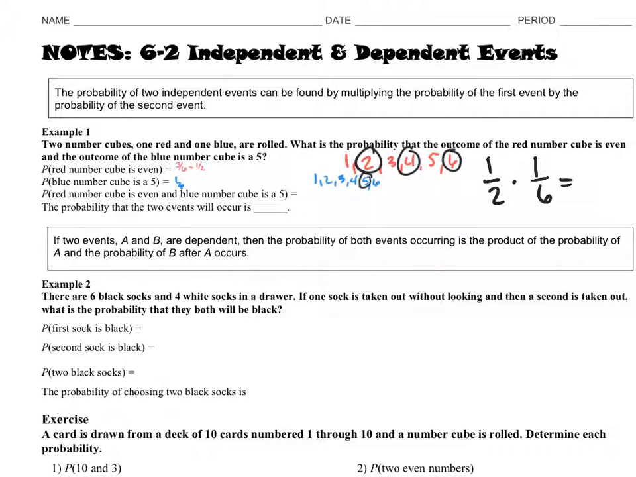And what do I get? 1 times 1 is 1. 2 times 6 is 12. So the probability of getting an even on the red cube and a 5 on the blue cube is 1/12. Okay? Are you with me there? Do you see where we came across that? So if they're independent events, you just multiply them together.